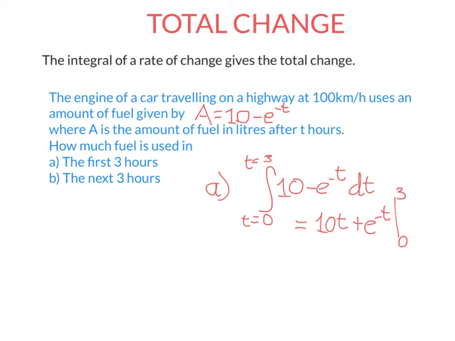Substituting in t equals 3, we get 10 times 3, which is 30, plus e to the minus 3. When t equals 0, the 10t term equals 0, but e to the 0 is 1, so we need to subtract 1. And you get about 29.05. Of course, this was in litres. That means the car will have used this much fuel, 29.05 litres, in the first 3 hours.